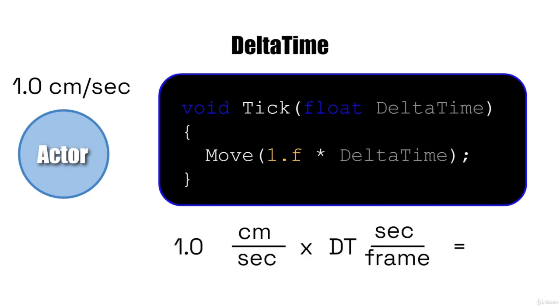Mathematically, we're taking our movement rate, which has units of centimeters per second, and we're multiplying by delta time, which has units of seconds per frame. Now, in mathematics, when you have like terms in the numerator and denominator, those terms cancel, and you're left with units of centimeters per frame. Now think about it. How many centimeters do you have to move the actor in a single frame in order to get the desired movement rate of 1 centimeter per second? That amount is the number of centimeters to move per frame. So that gives us the exact amount needed.